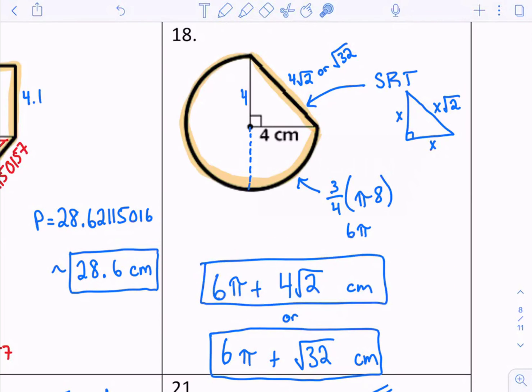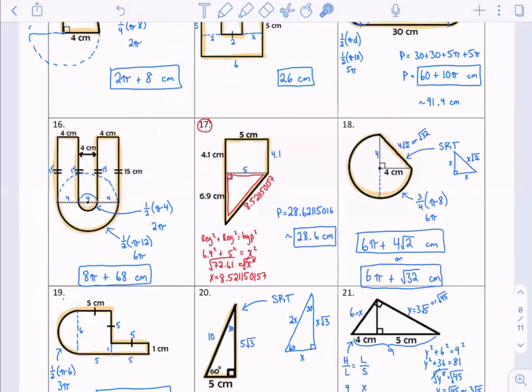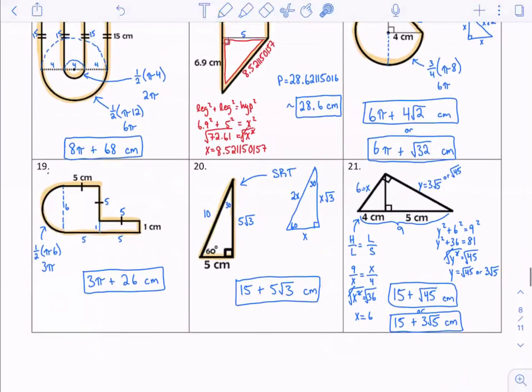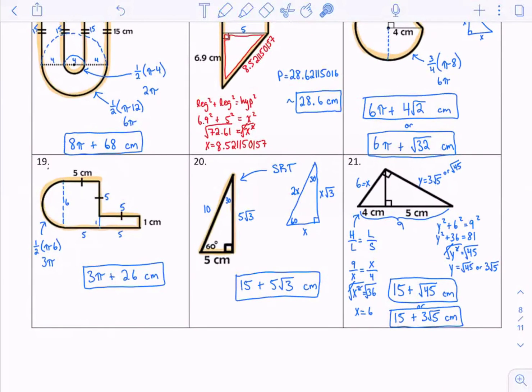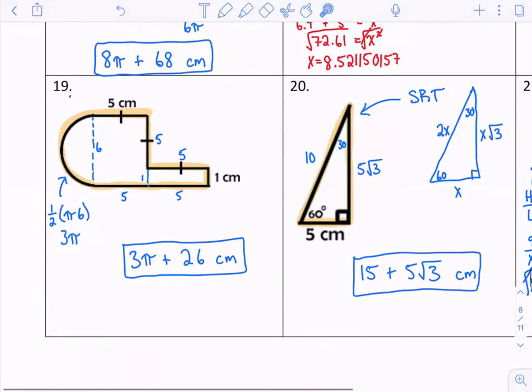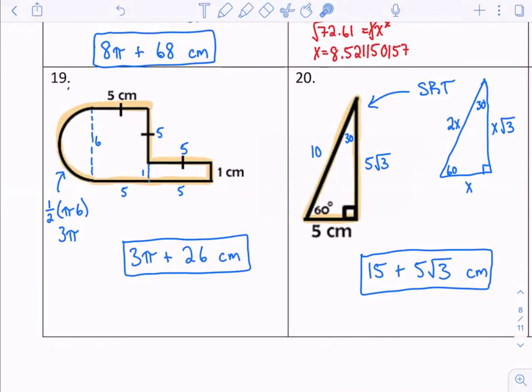But luckily for you, if you can get this far, that's wonderful. You would receive almost all the credit. You would only lose 1 point for not being able to reduce. If it's a multiple choice, you could easily pick out which answer matches by doing the math in the calculator. Find out approximately, decimal-wise, how much it is. Then for number 19, you got to cut it into different shapes. So you got half a circle, you got a rectangle here, a rectangle there.